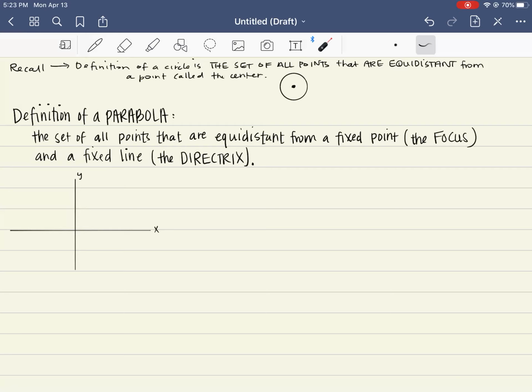Well, a parabola, instead of just saying it's a cool U shape that goes up by perfect squares, this is the mathy definition for a parabola. The set of all points that are equidistant from, not a center, this is not a circle, but in this case we're going to call this a fixed point, and its name is the focus. We're going to work on that a little bit today. And a fixed line, which is termed the directrix. So let me explain a little bit about what that means.